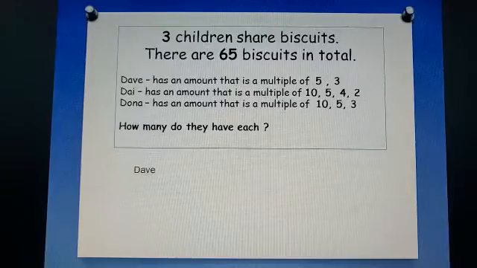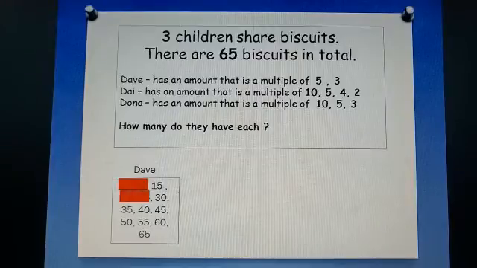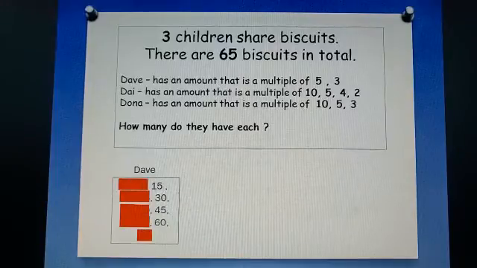So I'm going to look at Dave. Now the biggest multiple in that sentence is 5, so I'm going to write my 5 times table till I get to 65. These are all multiples of 5, but we know the amount he has is also a multiple of 3. To find out if a number is a multiple of 3, we add the sum of the digits together. So we need to remove the numbers that are not in our 3 times table. Once we go through our numbers and get rid of all the numbers that are not in our 3 times table, we are left with 4 numbers.